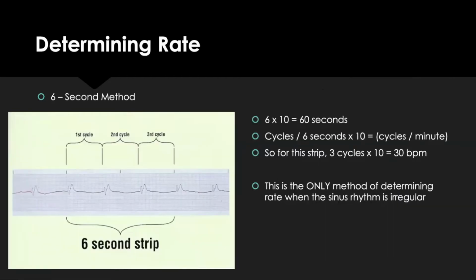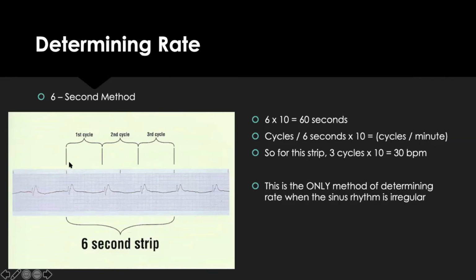The second method, the 6-second method, is a method that you can use for irregular rhythms. It is the only method that I'm going to show you that you can use for irregular rhythms. So basically, these little notches in the EKG strip are 3 seconds. So this notch to this notch is 3 seconds, and then this notch to this notch is 3 seconds. So two of these chunks are 6 seconds.